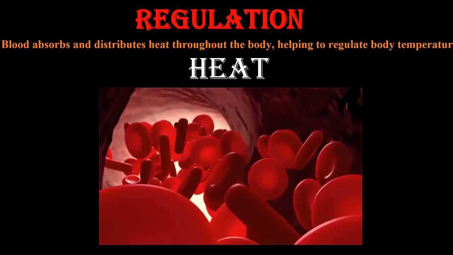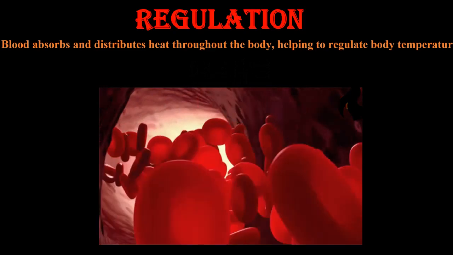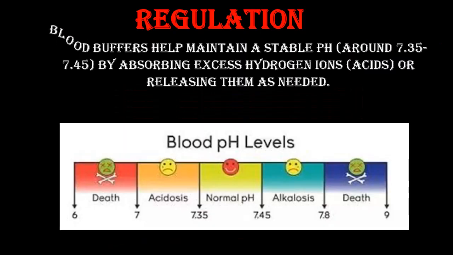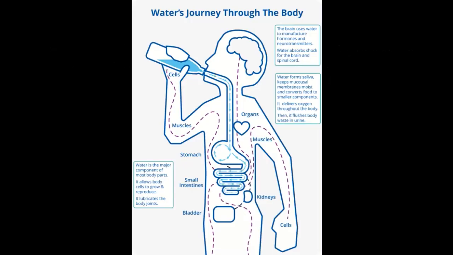Regulation. Temperature. Blood absorbs and distributes heat throughout the body, helping to regulate body temperature. pH balance. Blood buffers help maintain a stable pH around 7.35 to 7.45 by absorbing excess hydrogen ions or releasing them as needed. Water balance. Blood transports water to maintain proper hydration levels in cells and tissues.